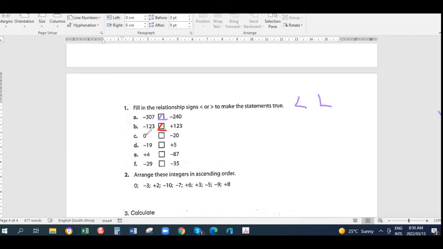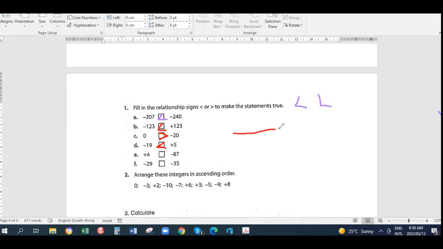Now 0 is greater than. It's not less than, so it's the opposite sign. It's greater than negative 20. Now minus 19 we have here, and we have a 5. So minus 19 is a lower number than 5.